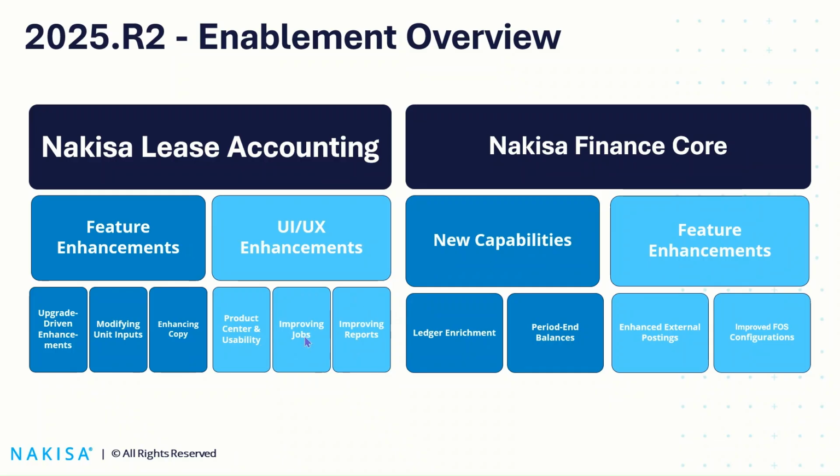Next we have the improved jobs. The copy functionality applies here as well, and so do improved reports. On our GL Ledger module, we have now given ledger enrichment, whereby when you're using ERP field mapping, you'll be able to see all the additional fields that will be sent to your ERP via the journal entries.